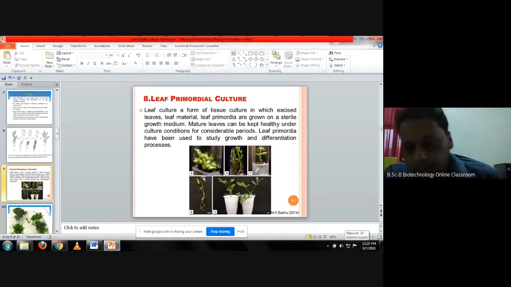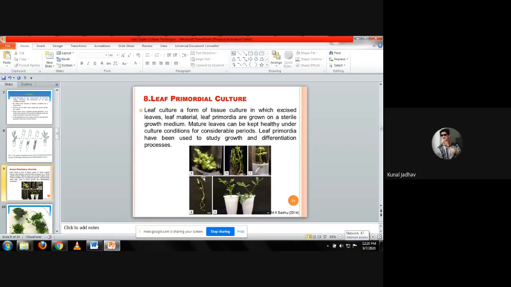They have put that culture into rooting media. White color root you can see. In D, what happens? There is a shoot, there is some stem part, and downwards there is root. So they will remove this from the culture and put it into soil for hardening. Got it? Yes, sir.